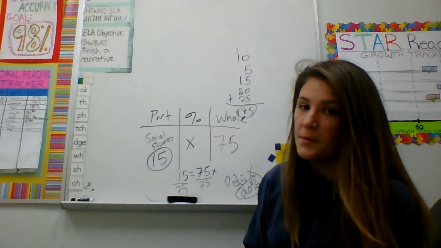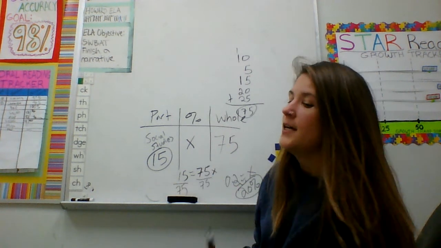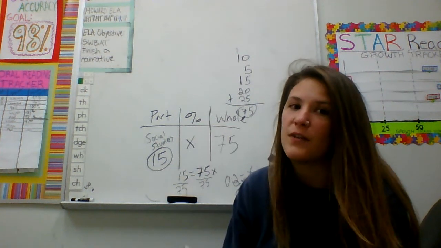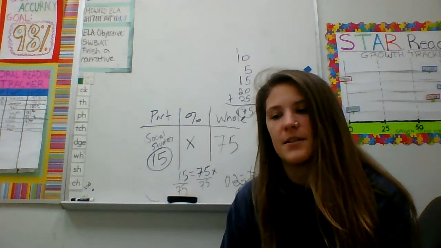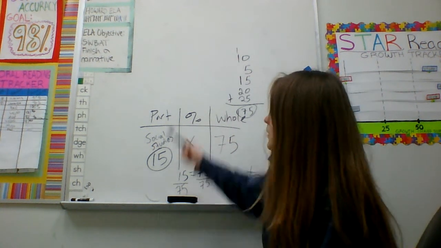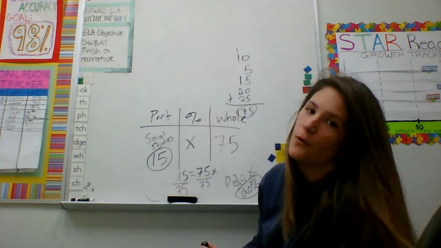You have 4 more problems to do on your packet that are just like these. 2 of the problems you get answer choices, and then the last 2 you've got to figure out the answers without seeing any answer choices. Make sure to show all of your work. I know you have a calculator, but do show your part, percent, whole, and your equation.